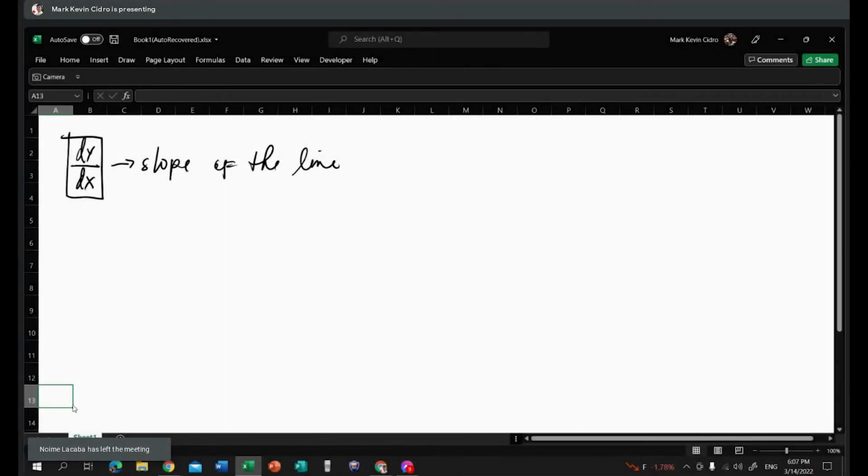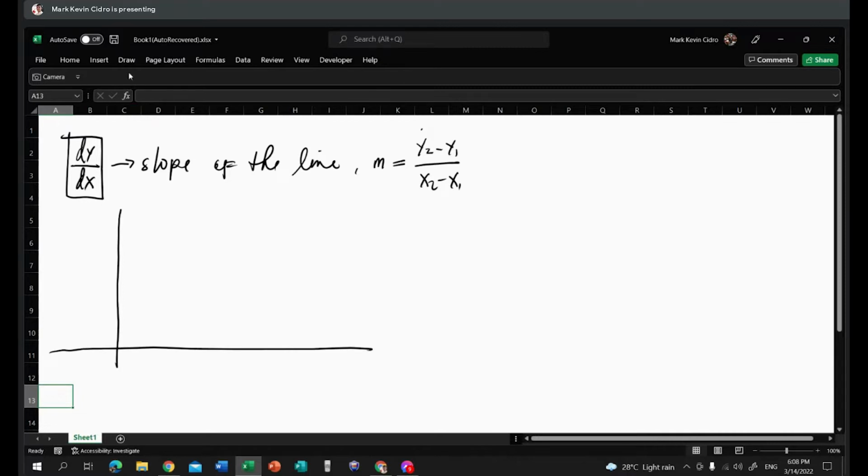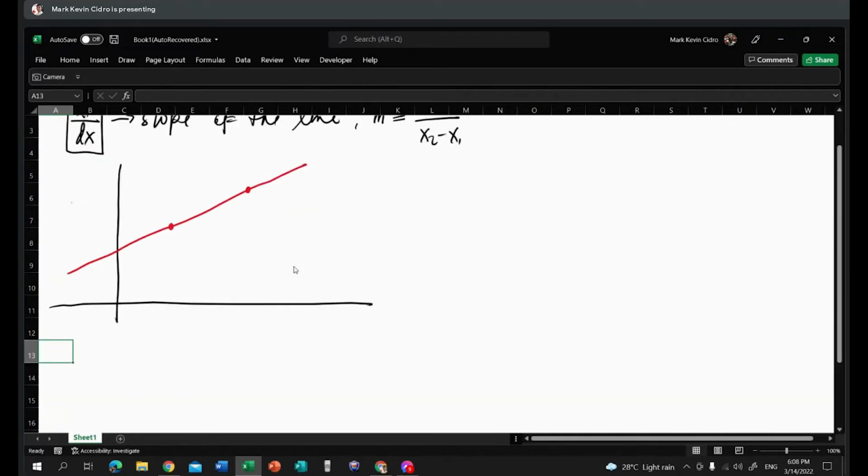Now since it is a slope, we define the slope as m. This is equal to y sub 2 minus y sub 1 over x sub 2 minus x sub 1. That is the definition of the slope for a linear equation. Say for example, you have a rectangular coordinate system and you have a line. Then you select two points on the line. This is your point one and this is your point two. Of course, they have coordinates: for point one, x1, y1, and for point two, x2, y2.